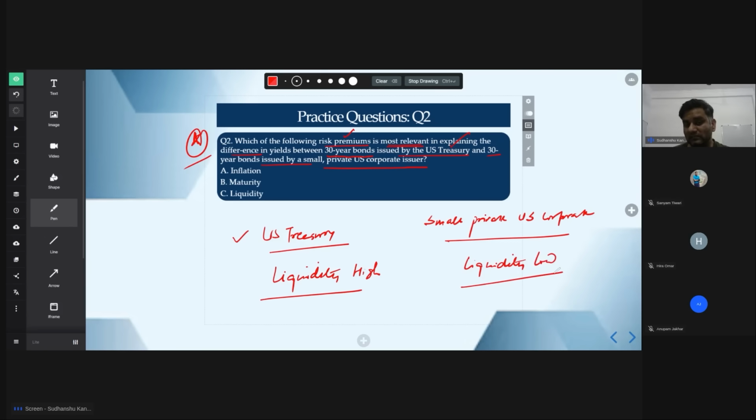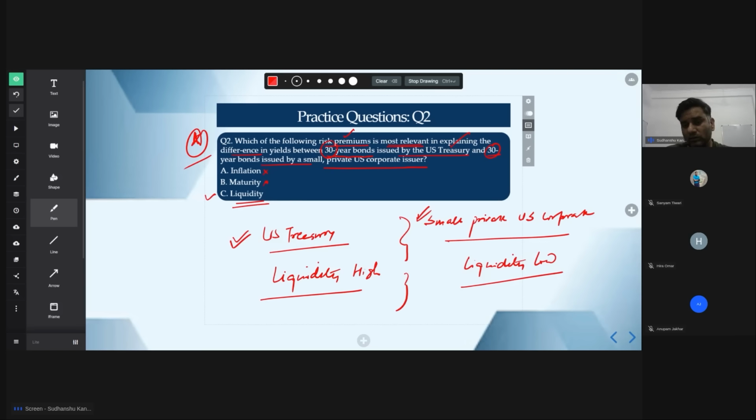So the basic difference is not inflation. The basic difference is not maturity. Maturity is same, 30-year and 30-year. Difference is liquidity. If you are new to the world of finance, sorry, I didn't ask your backgrounds, but if you're new to the world of finance, you might face a little bit of issues here to understand. But if you already know what it is, you will understand, right?